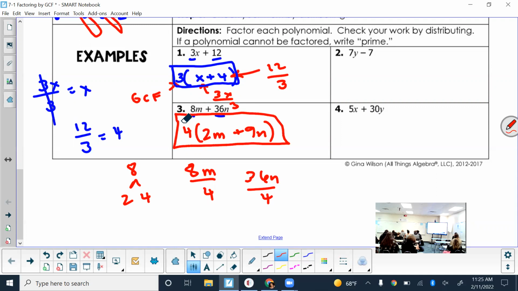And if I were to distribute, would I get the original problem? Yes. So then I know I did it right. All right, you guys try 2 and 4 real quick. And then I'll project those in about a minute.